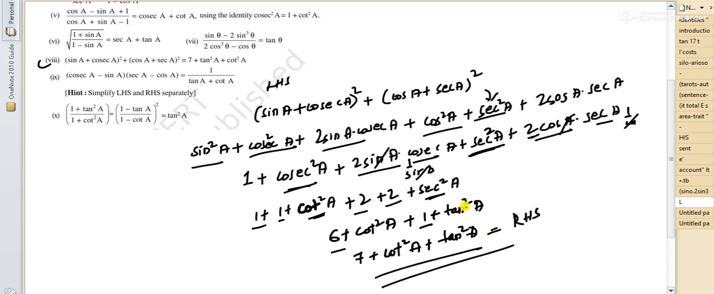You can look at it, right? So here we have proved this. So even this was very simple. I hope you have understood these two.